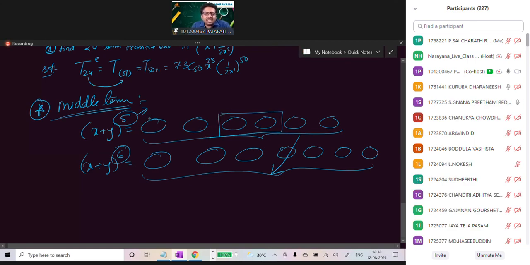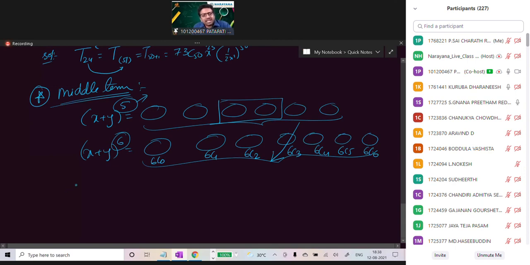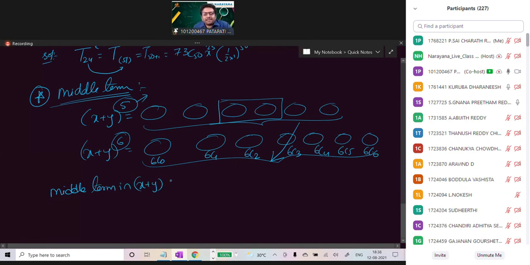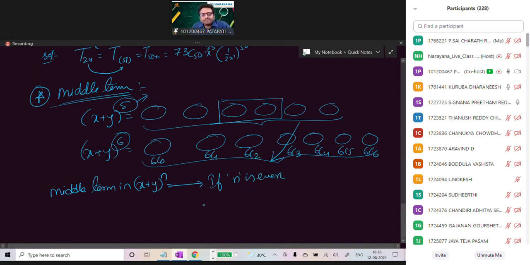Okay. See, this is the 6C0 term, 6C1 term, 6C2 term, 6C3 term. Yes. So see here, I am writing it by pattern. No theory is required. Middle term in (x plus y) whole power n. There are two cases. If n is even, there will be one middle term. It will be nC n by 2, right? You see, if it is 6, it will be 6C3.